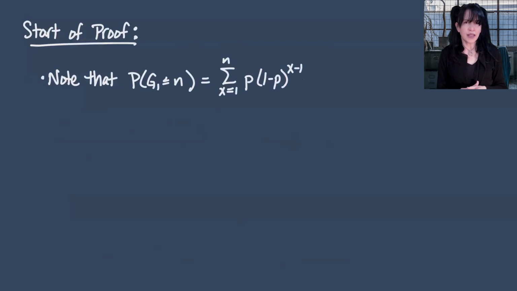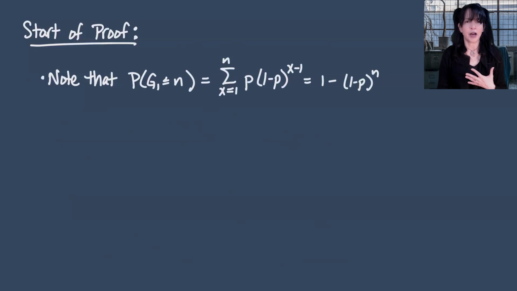the probability that G1 is less than or equal to some n is going to be the sum as little x goes from 1 to n of p times (1 minus p) to the x minus 1. So if I pull little p out, I'm left with a finite geometric sum. Go check out or recall your finite geometric sum formula. But in the end, you should get 1 minus (1 minus p) to the nth power.